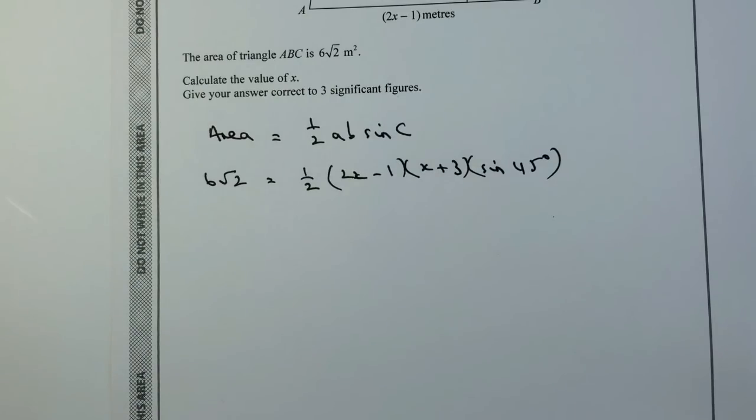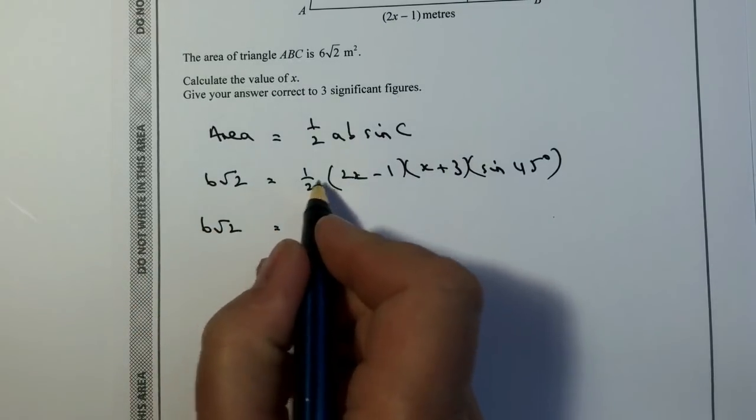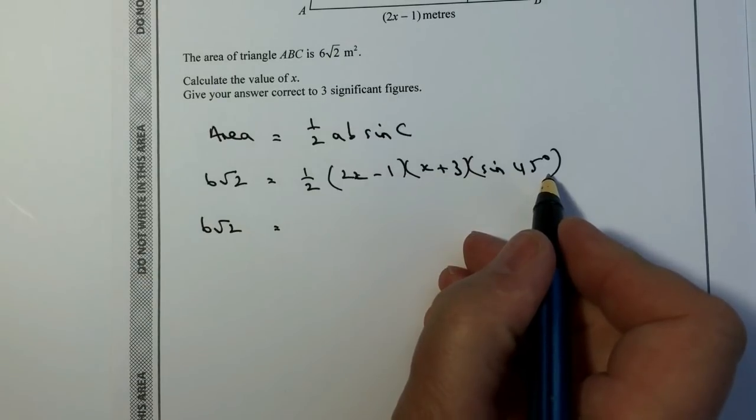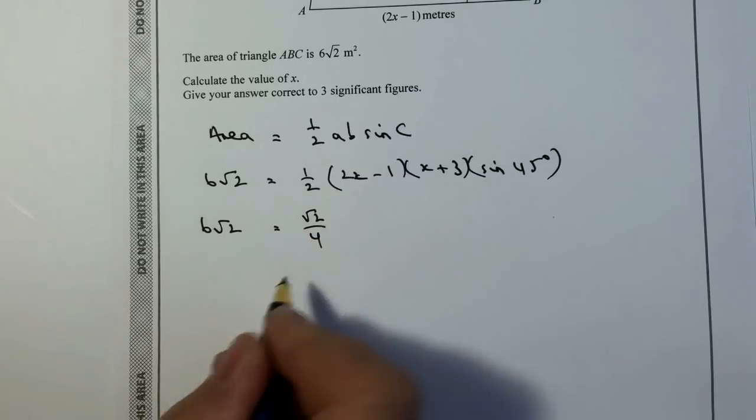So let's just work that out and make it look a little bit better to actually work with. Well, first thing is that if you do a half times the sine of 45 in your calculator, you're going to end up with root 2 over 4.